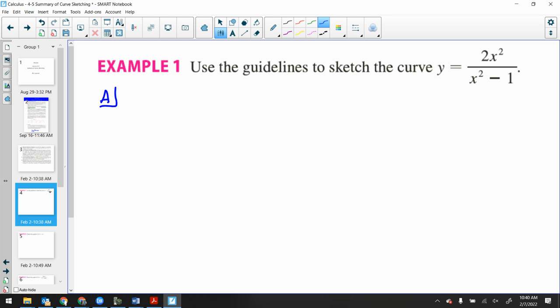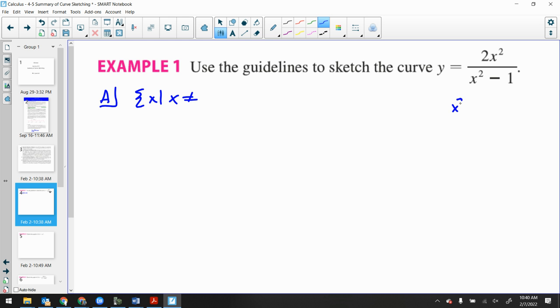Find the domain. When looking at the domain of this, I do have to pay attention, because is the domain all real numbers? No. The domain is not all real numbers. I'll use a fancy set builder notation: the set of all numbers X such that X cannot be what? What can't X be? Plus or minus 1, when the denominator equals 0.